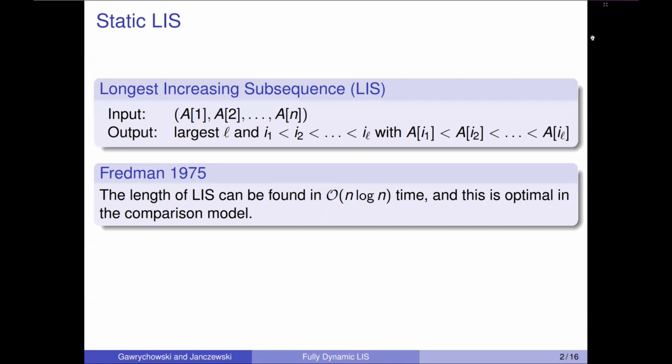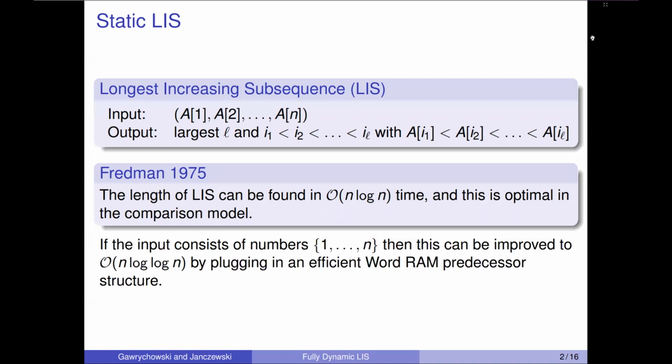And it is also known for a long time that in the comparison model, this complexity of n log n is optimal. Although if we were to operate in the word RAM model, and if numbers in the array are not too big integers, then by using some efficient predecessor structure, we could achieve n times log log n complexity. So that's about it in the static case. Optimal complexities here are quite well understood, and the problem itself is not that complex.